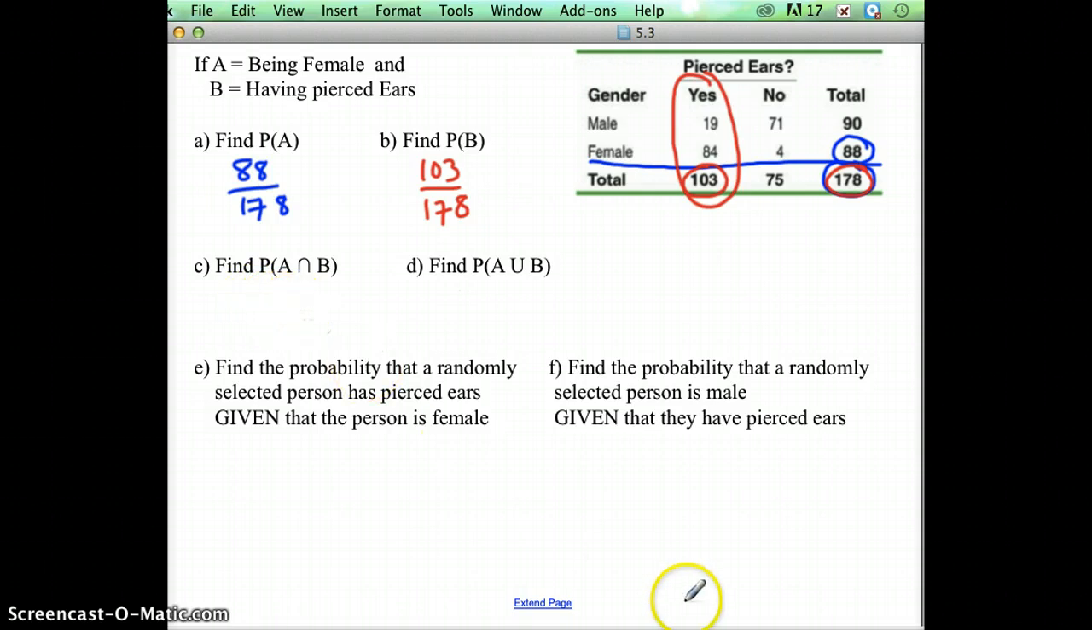Okay, now the next one is the probability of A and then this symbol. See if you can remember what that means. B. This symbol means and. A and B. So the probability of being female and having pierced ears. So females with pierced ears are 84 out of the total 178.